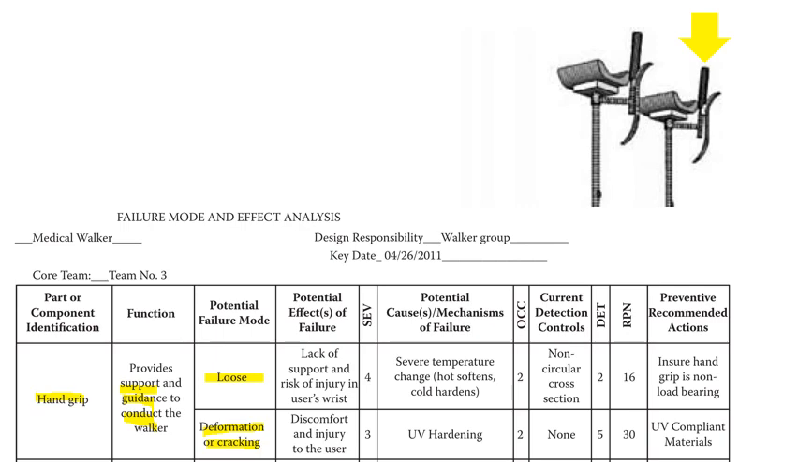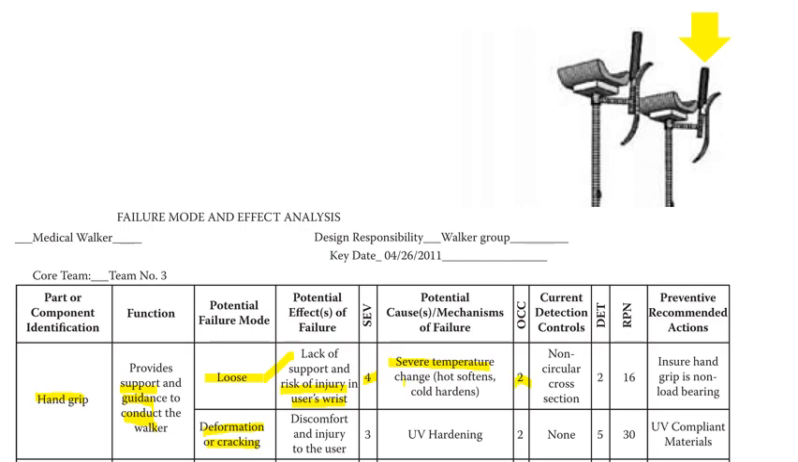Let's see the first potential mode. If the hand grip becomes loose, it will provide less support to the user, such that it might injure the user's wrist because the grip is loose. The severity is 4, which is pretty high, and the potential cause is the severe temperature change from hot to cold and from cold to hot.